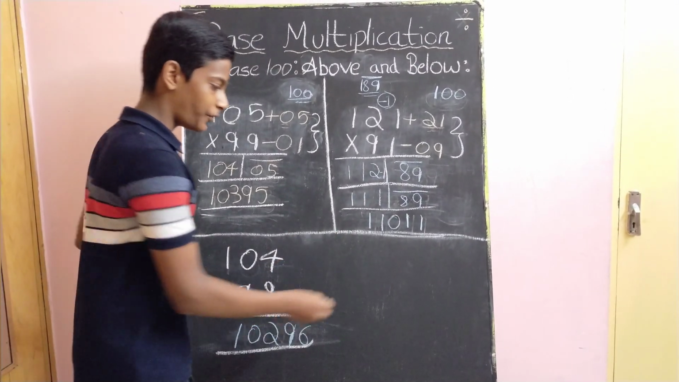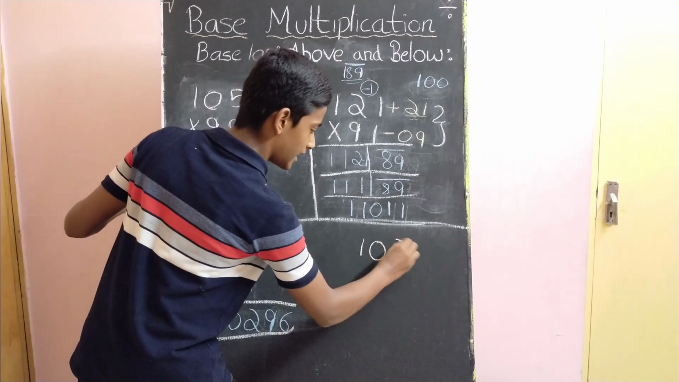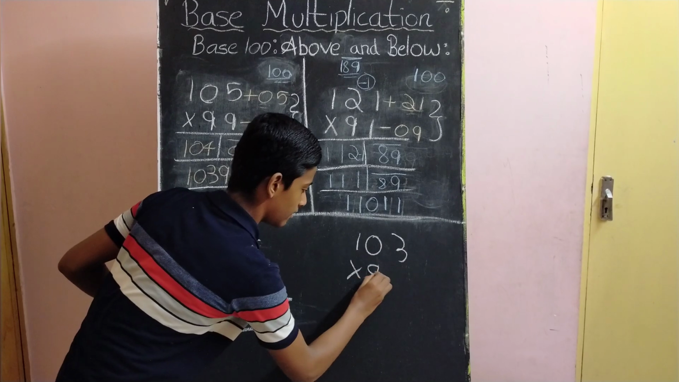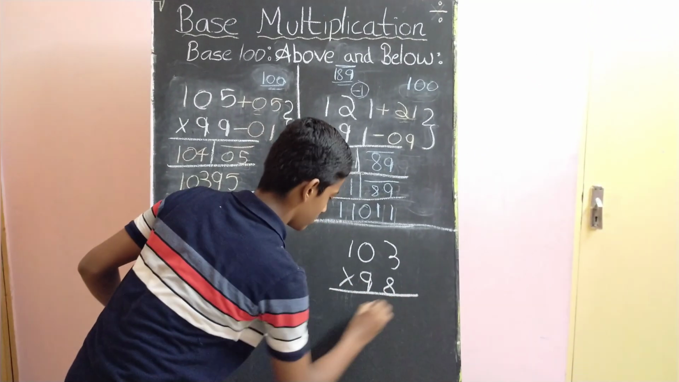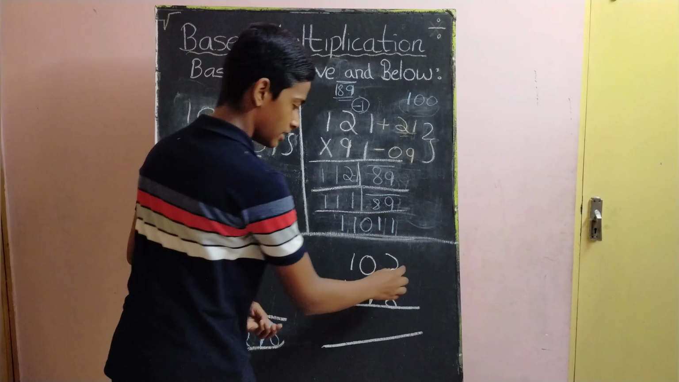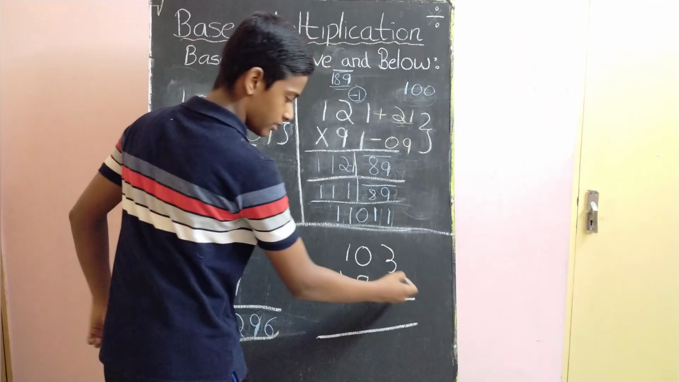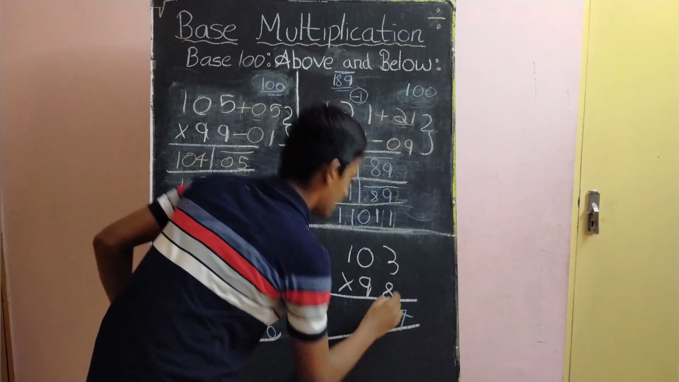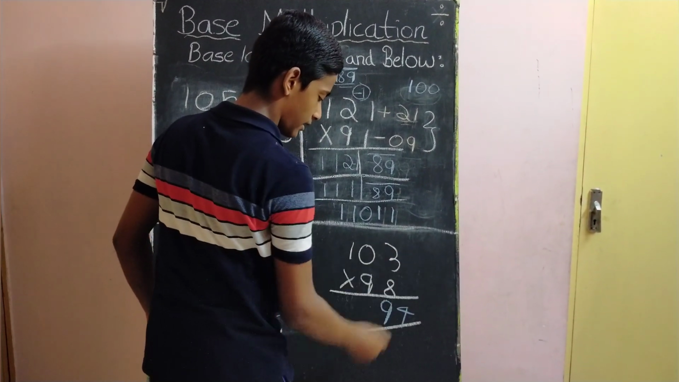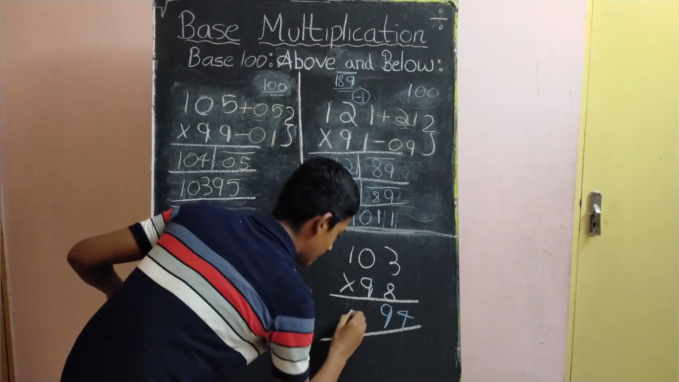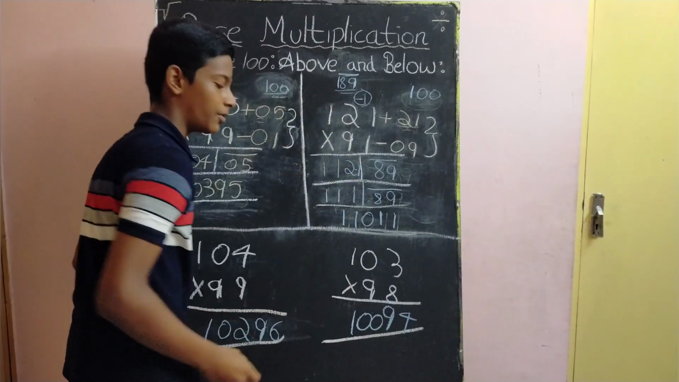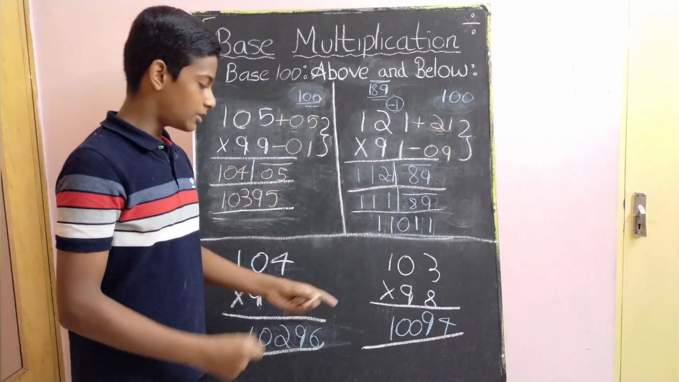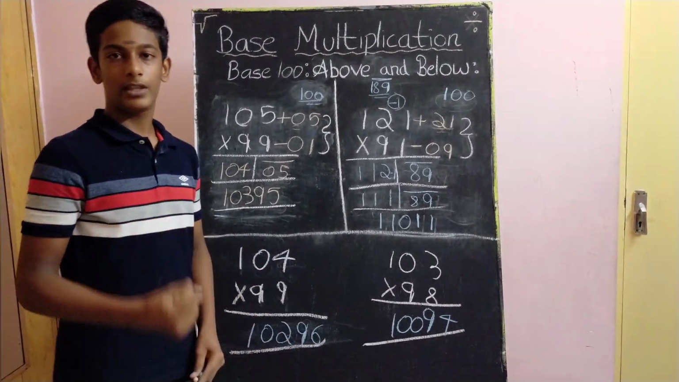I will solve another sum for you. 103 and 98. So it is 03 and minus 02. So as we multiply, we get 6 and 4 and 9 and minus 2 and plus 3. We get 101 and 10094. So with harder practice, we can solve such larger sums within no time.